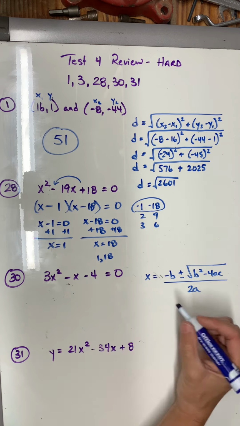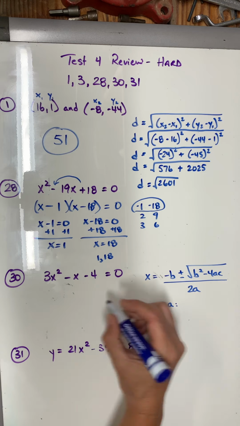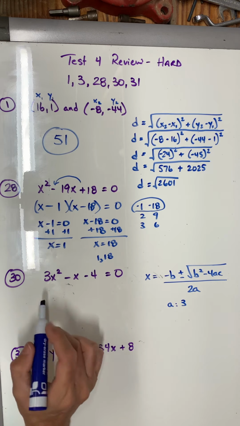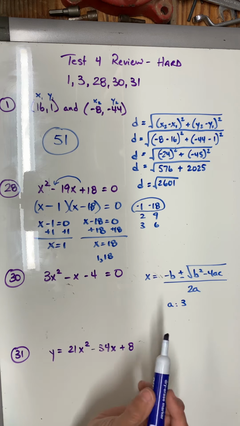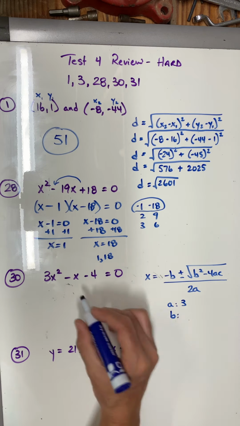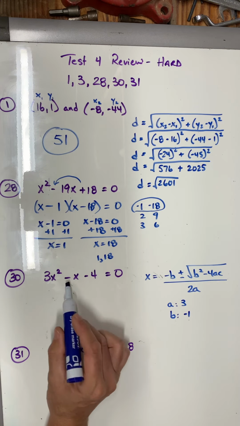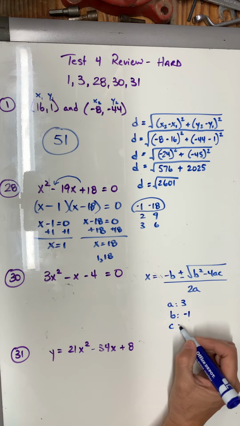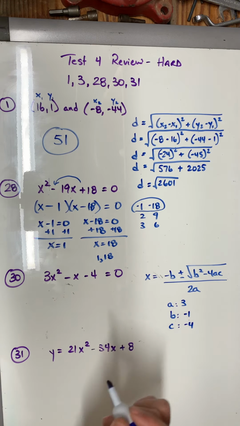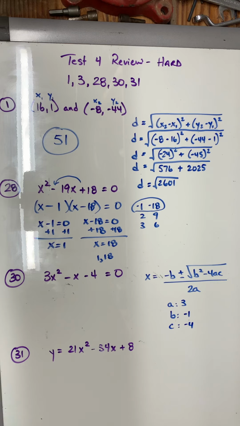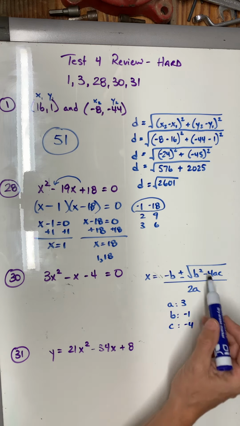So let's identify what we have here. A is 3. It's always the coefficient of the x squared. B is -1. It's the coefficient of the x. C is -4. We call that the constant coefficient because there is no x there. So we're going to plug these in.